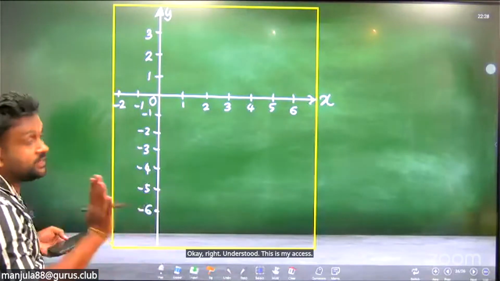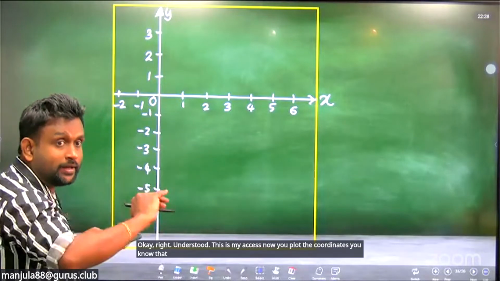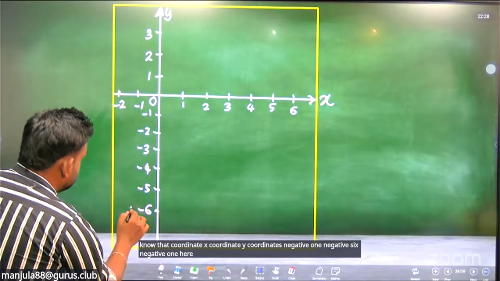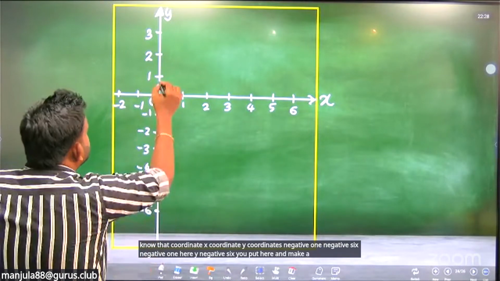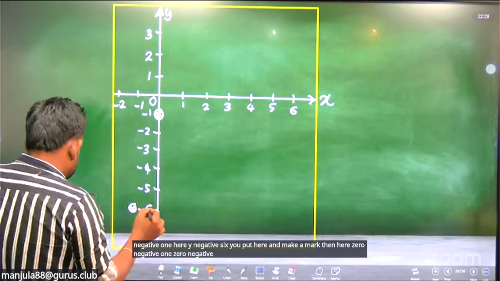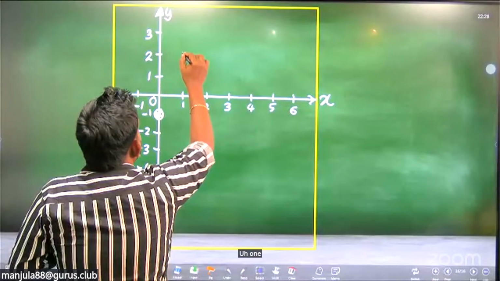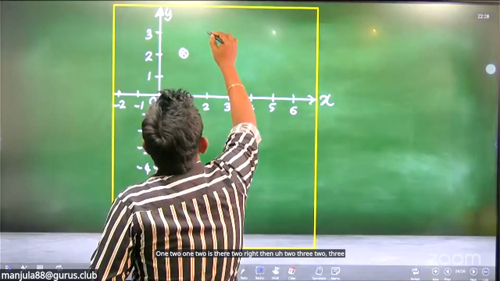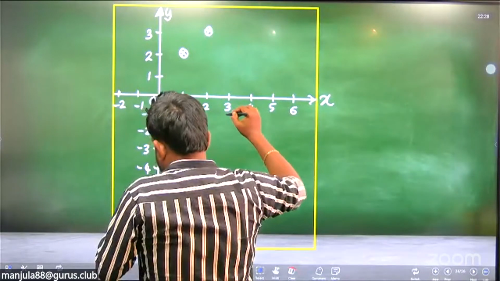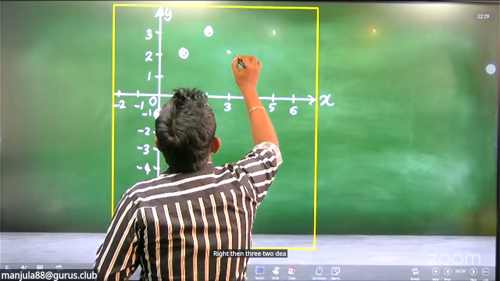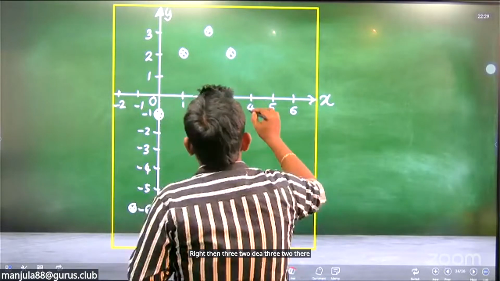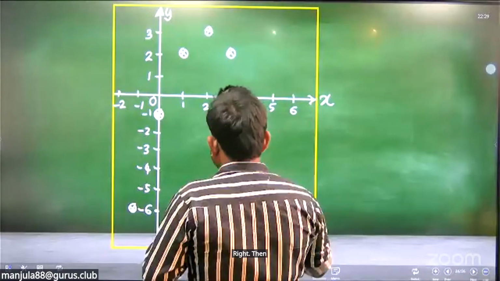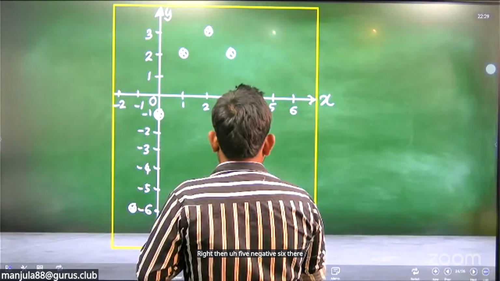Now you plot the coordinates. The x coordinate is -1 and y is -6. You put it here and make a mark. Then 0, -1. Then 1, 2. Then 2, 3. Then 3, 2. Then 4, -1. Then 5, -6. That is fine.